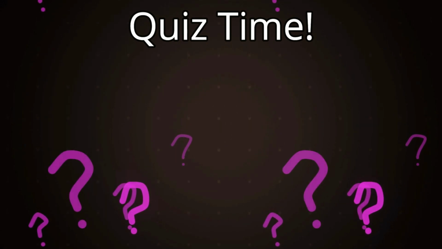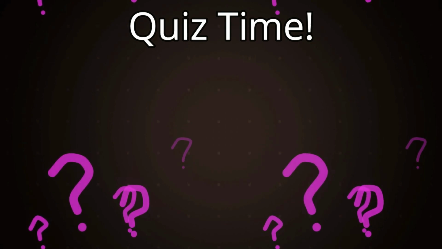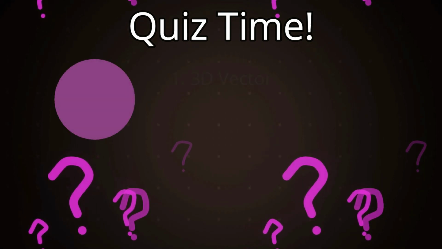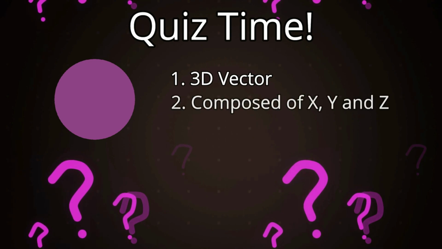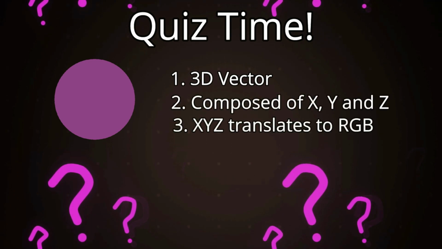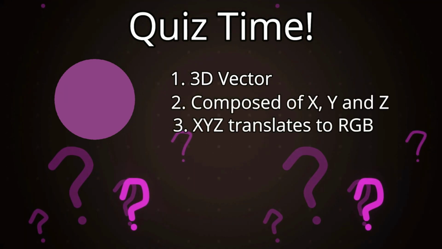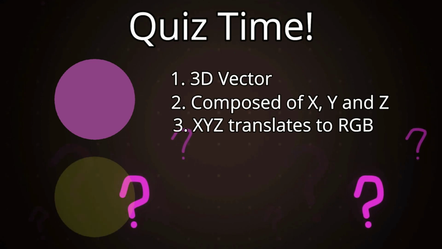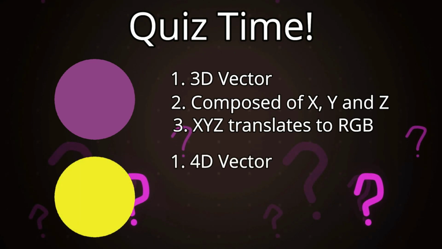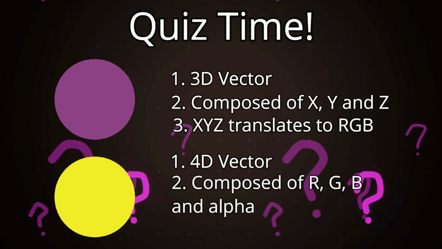Number 3. How many dimensions does the vector and color have respectively? The vector socket is a 3-dimensional vector represented with X, Y and Z, which are also represented with a color, X being red, Y being green and Z being blue. The color socket is a 4-dimensional vector determined by red, green, blue and alpha.